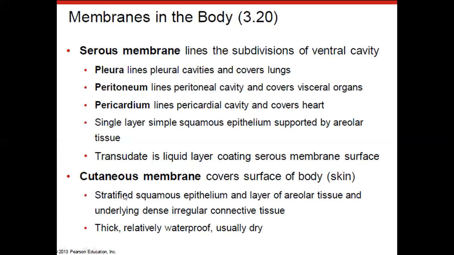The last type of membrane is a cutaneous membrane, where there's a layer of stratified squamous epithelium. The cutaneous membrane is your skin, right? So it's lined by stratified squamous epithelium and then areolar connective tissue underlying it. So in any membrane that we're talking about, there's a layer of areolar connective tissue bound to an epithelial tissue that creates the whole membrane itself. And underneath that areolar connective tissue in the cutaneous membrane is dense irregular connective tissue that we just talked about a few slides ago. It's a really thick membrane. It's relatively waterproof and usually pretty dry. Remember the keratinized stratified squamous epithelium that we talked about in the previous lecture video? Basically that makes those cells waterproof.